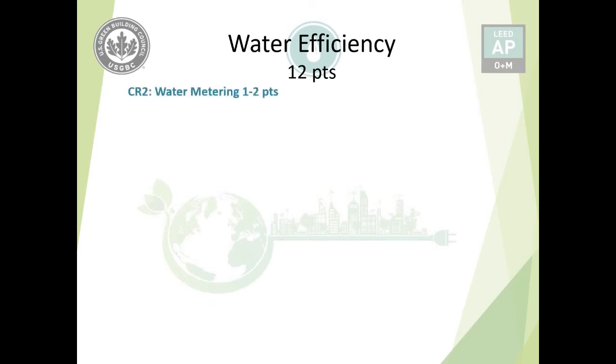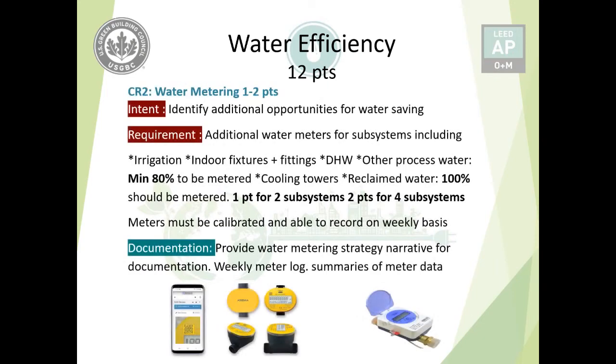Credit number two is water metering, an extension to the previous prerequisite to identify additional opportunities to save some water. The requirement is to have additional sub-water meters or water submeters for systems including irrigation, indoor fixtures and fittings, district hot water. Different than the building level water metering where you had one water meter, in this case it's split into different subsystems. And the difference between the subsystems is that for irrigation is metered, or 80% of these systems are submetered, it is acceptable.